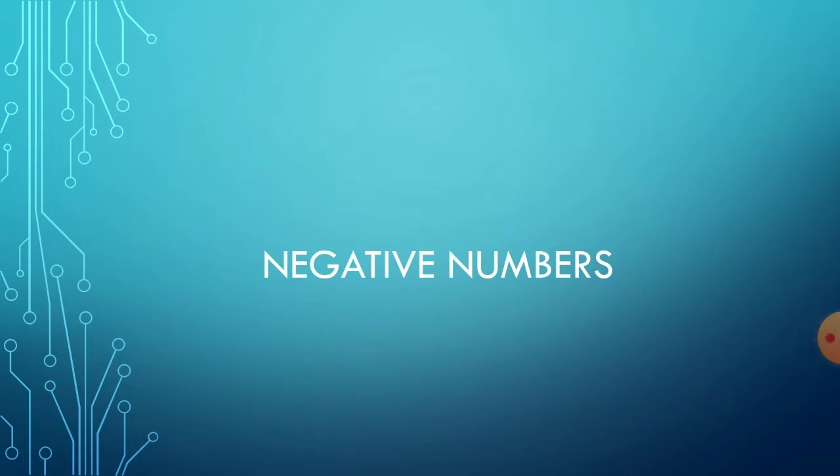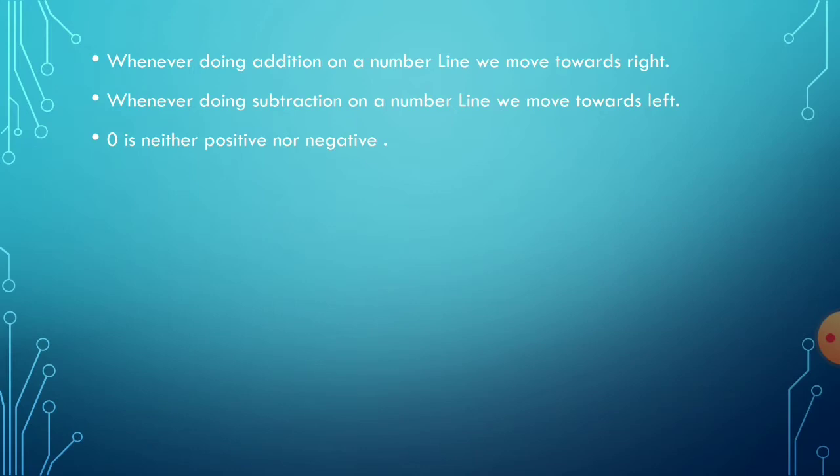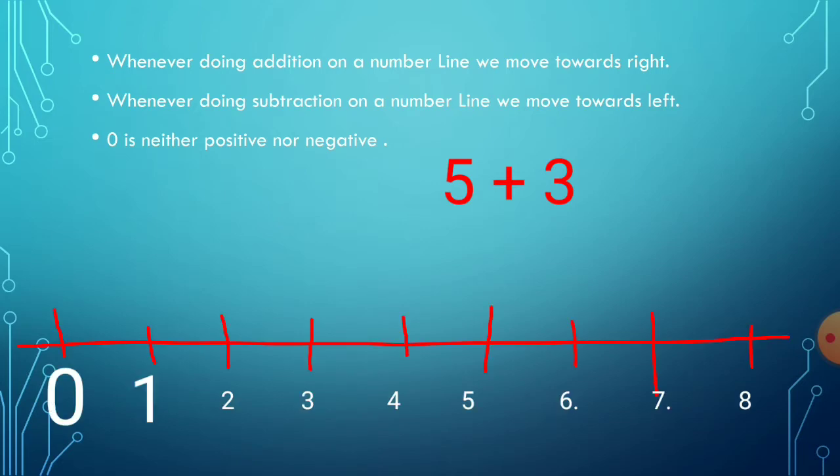Today we are going to learn about simple concepts of adding and subtracting and then multiplying and dividing negative numbers on a number line. Remember that whenever doing addition on a number line, what we actually do is move towards the right of the first number like this.